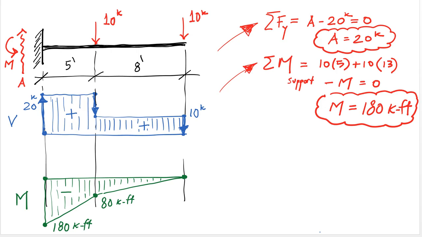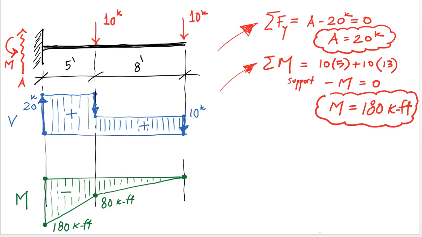The bending moment diagram starts with the support bending moment of 180, and then it goes with a slope of 20 for 5 feet, right? That takes you to 80 kip-feet. Now that slope comes from the shear diagram, right? The slope of the moment is the shear. Since the shear is constant, the slope is constant.